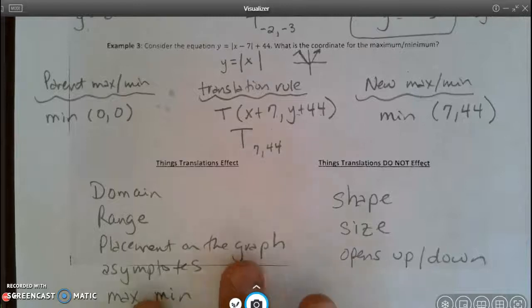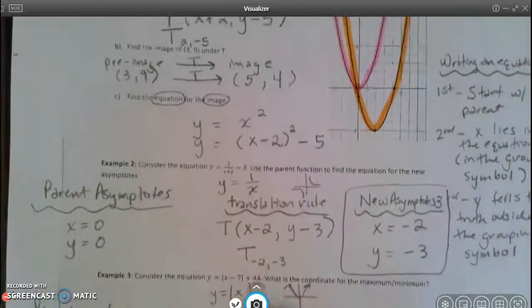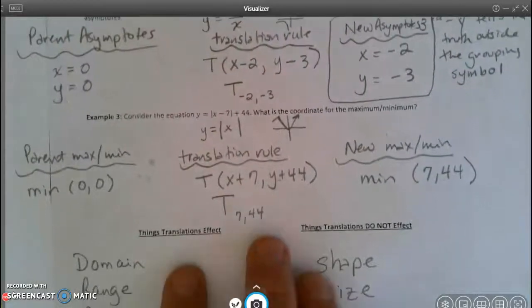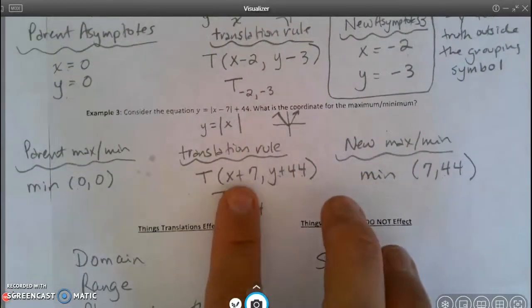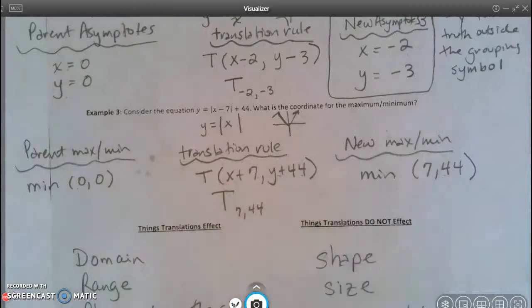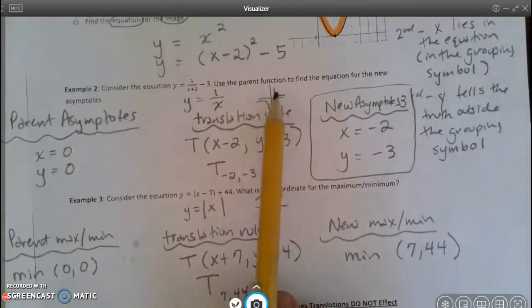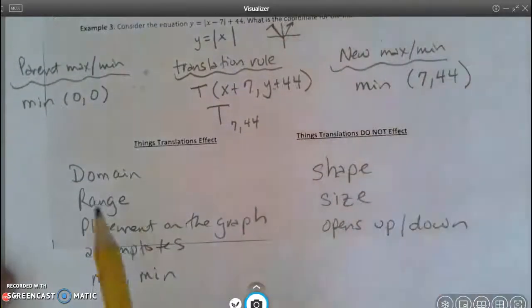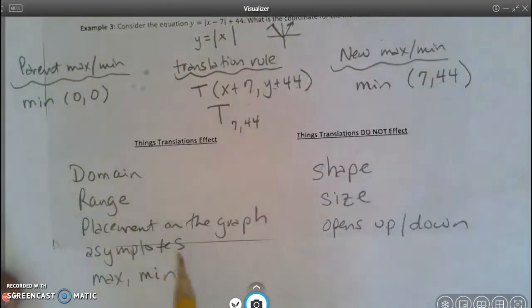My quadratic at the top here stayed opening up. My absolute value here, my V, stayed opening up as well. The V stayed a V, the U stayed a U. This shape here even stayed the same. It just got shifted around on the graph, which is why it can affect the domain or range, placement on the graph, asymptotes, max or min.